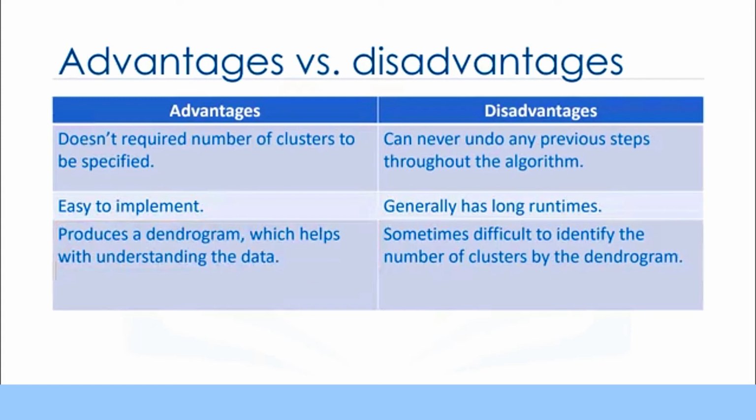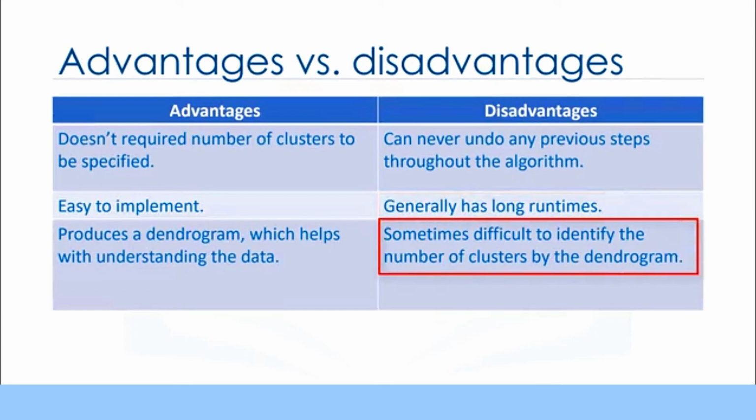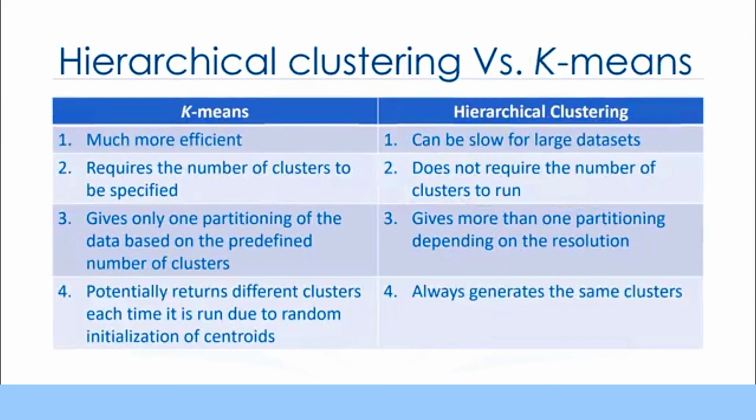There are some disadvantages as well. First, the algorithm can never undo any previous steps. So for example, the algorithm clusters 2 points, and later on, we see that the connection was not a good one. The program cannot undo that step. Second, the time complexity for the clustering can result in very long computation times in comparison with efficient algorithms such as k-means. Finally, if we have a large data set, it can become difficult to determine the correct number of clusters by the dendrogram. Now, let's compare hierarchical clustering with k-means.